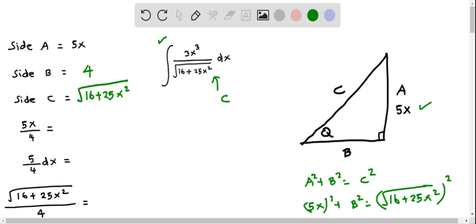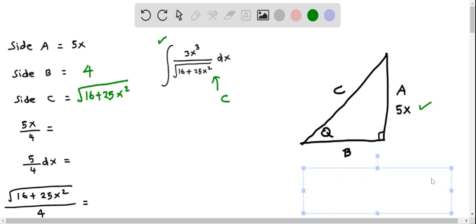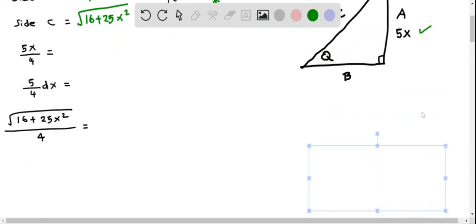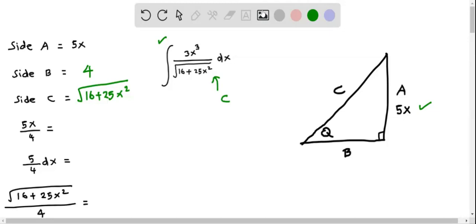So we write down the same on this triangle. I'm going to clear this up, and I'm going to mark b as 4. So this side length is 4, and this side length c is the square root of 16 plus 25x squared. Let's determine the other expression, that is 5x over 4.